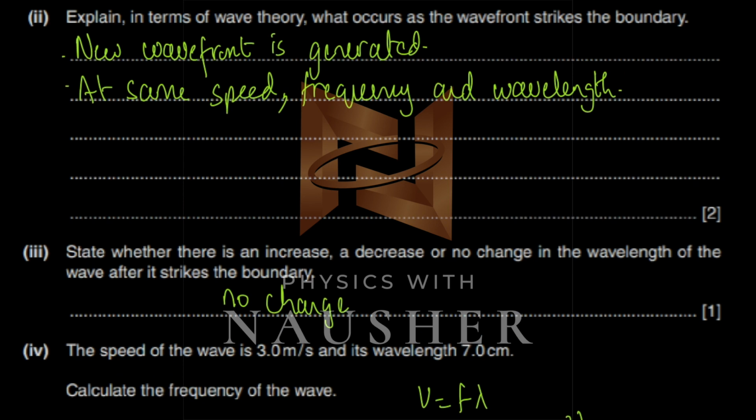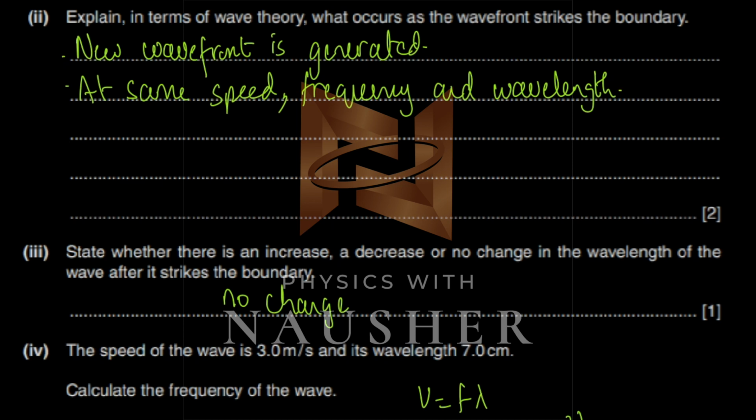In terms of wave theory, how do we explain reflection? That a new wavefront is generated, and the new wavefront has the same speed, same frequency, same wavelength. That is why we made them equidistant, because the speed remains the same, frequency remains the same, wavelength remains the same.